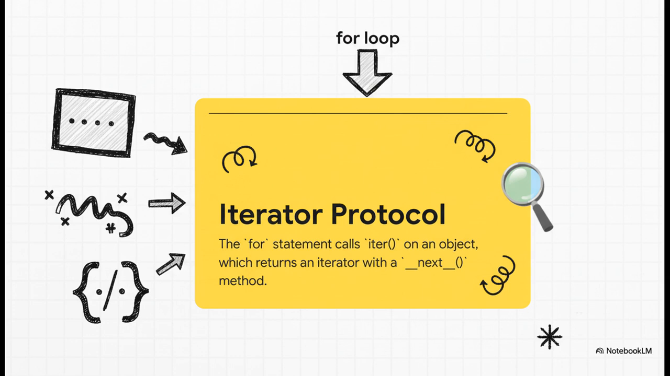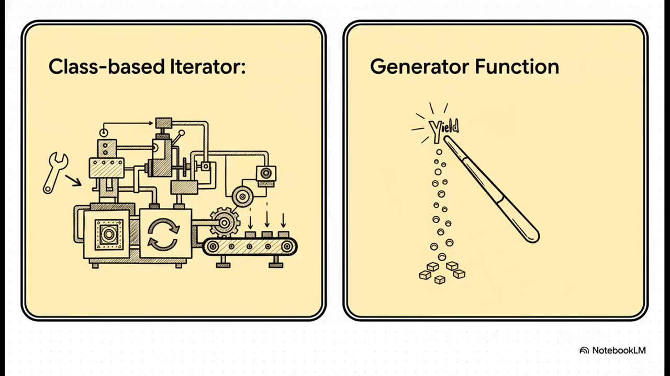Here's how it works. The for loop first calls an __iter__ method on an object. That method returns an iterator. Then the loop repeatedly calls the __next__ method on that iterator to get each item, one at a time. When there's nothing left, __next__ raises a special exception, and the loop knows it's time to stop. And the best part is, you can add these two simple methods to your own classes to make them loopable too. But here's where Python really just shines.